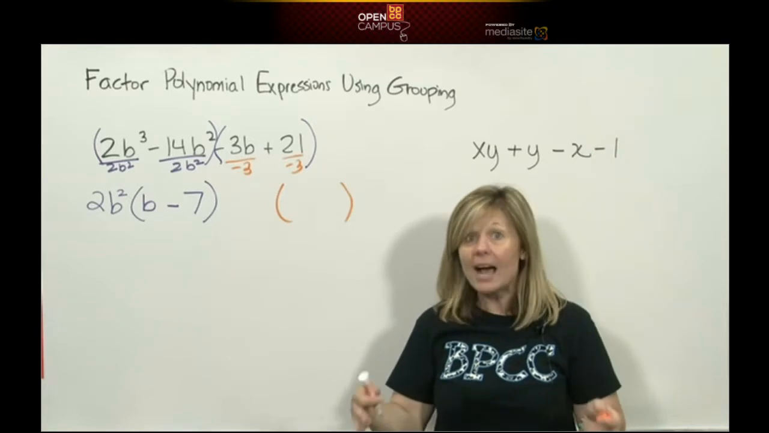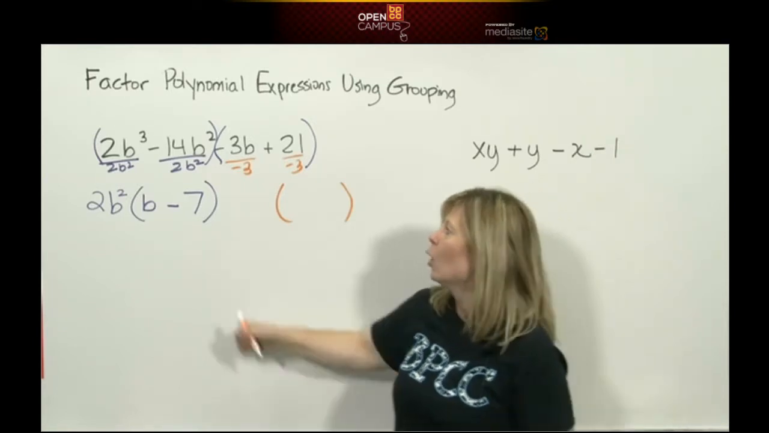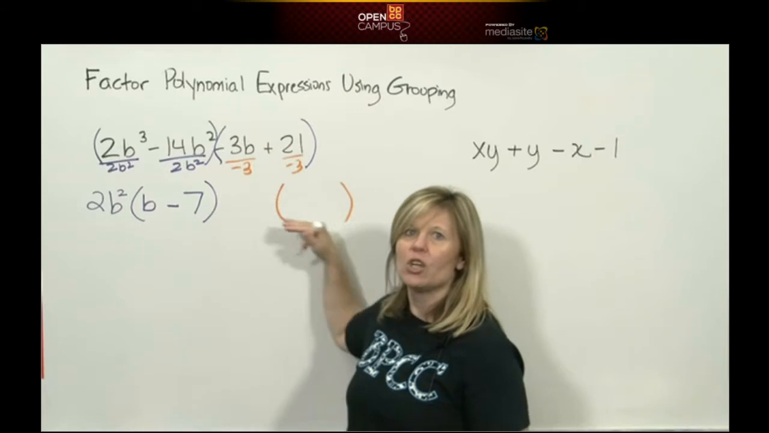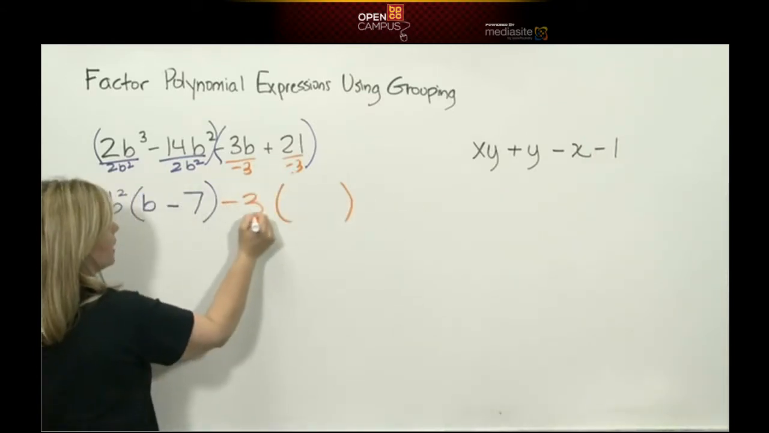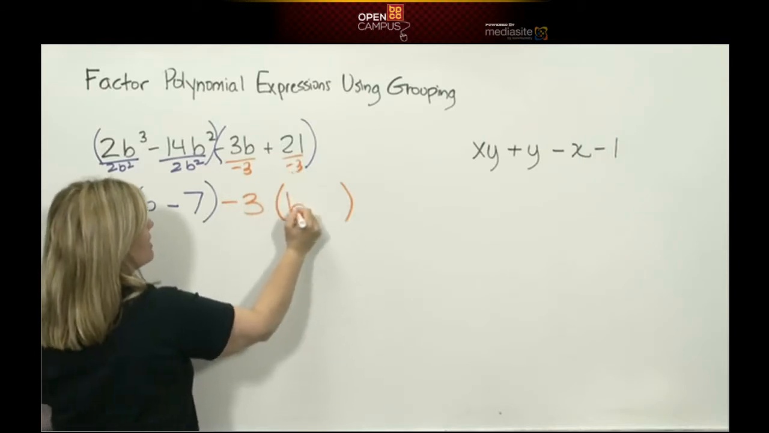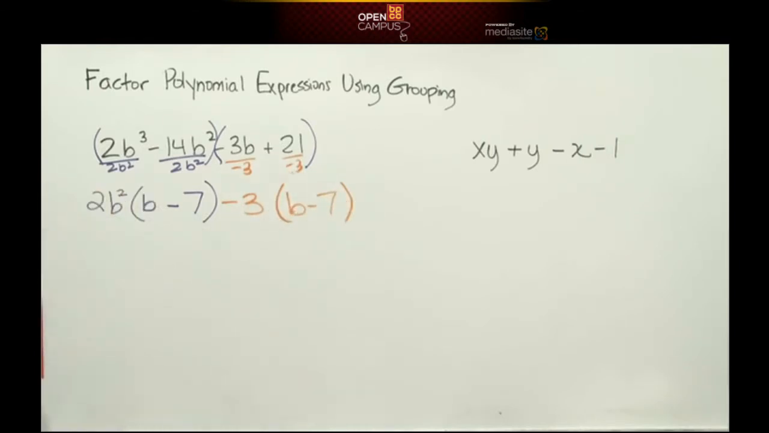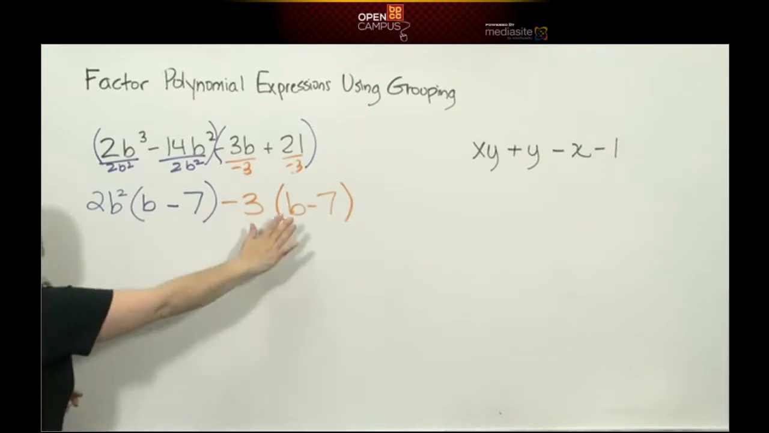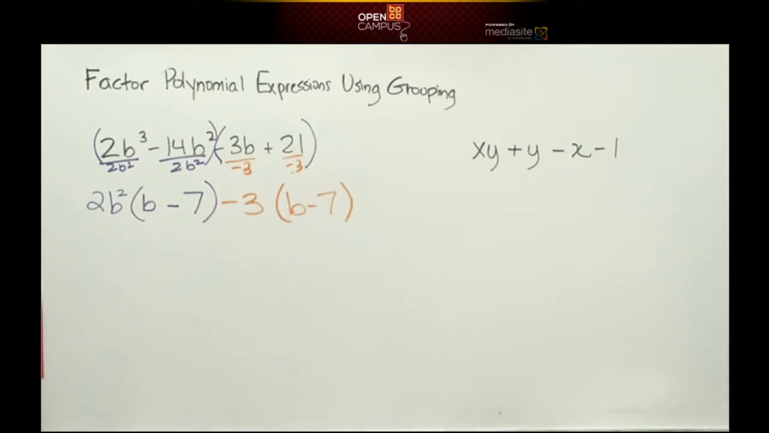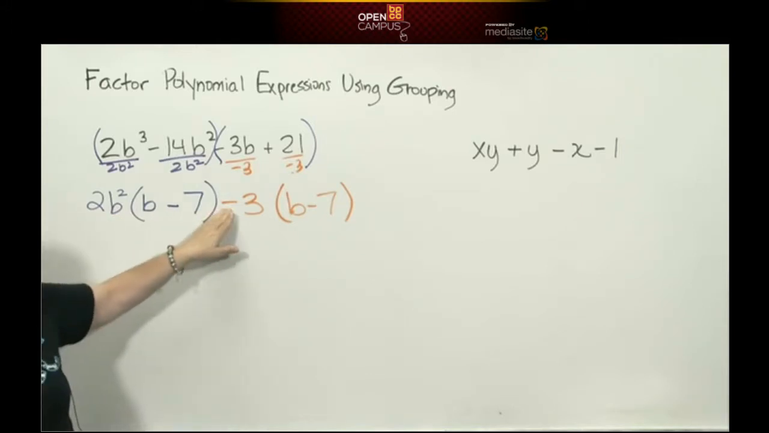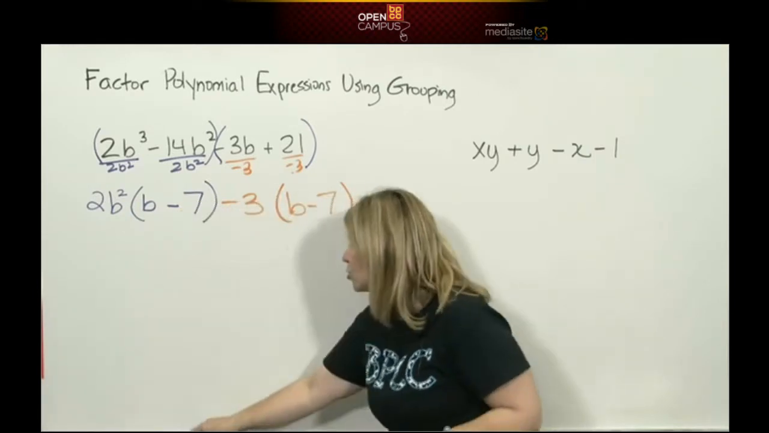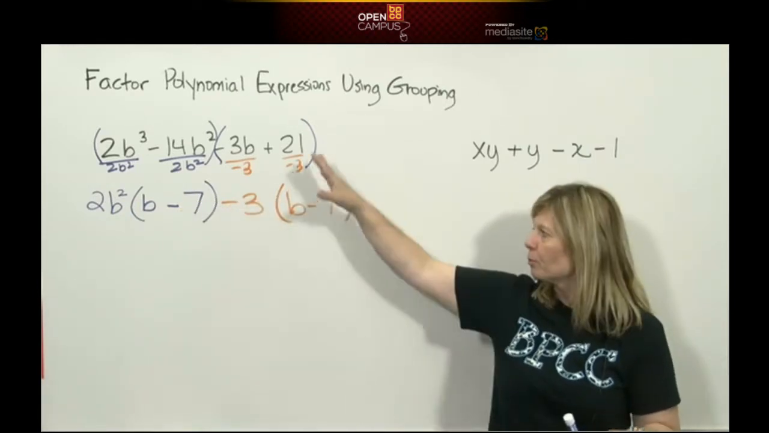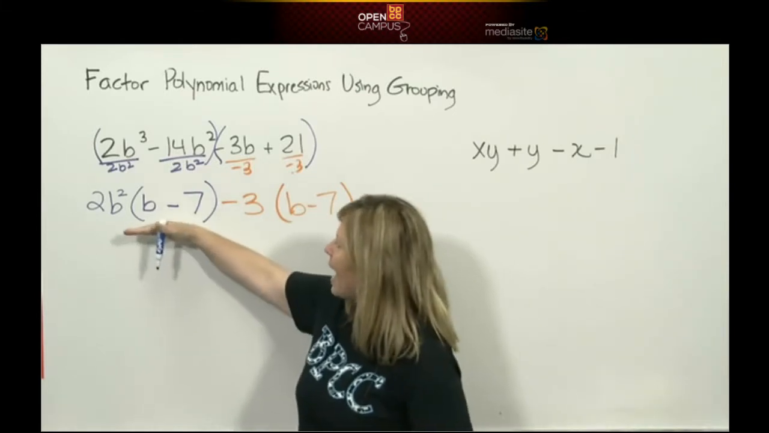Yes. So guys and gals, when you're doing grouping, whatever you get in the first set of parentheses, you have to have in the second set of parentheses. So our GCF here is negative 3. That's what we're dividing by. And that's going to leave me b minus 7. But you're not done. This is not completely connected by multiplication. If I read this, 2b squared times b minus 7 minus 3. See, I would say minus. So that's not multiplication.